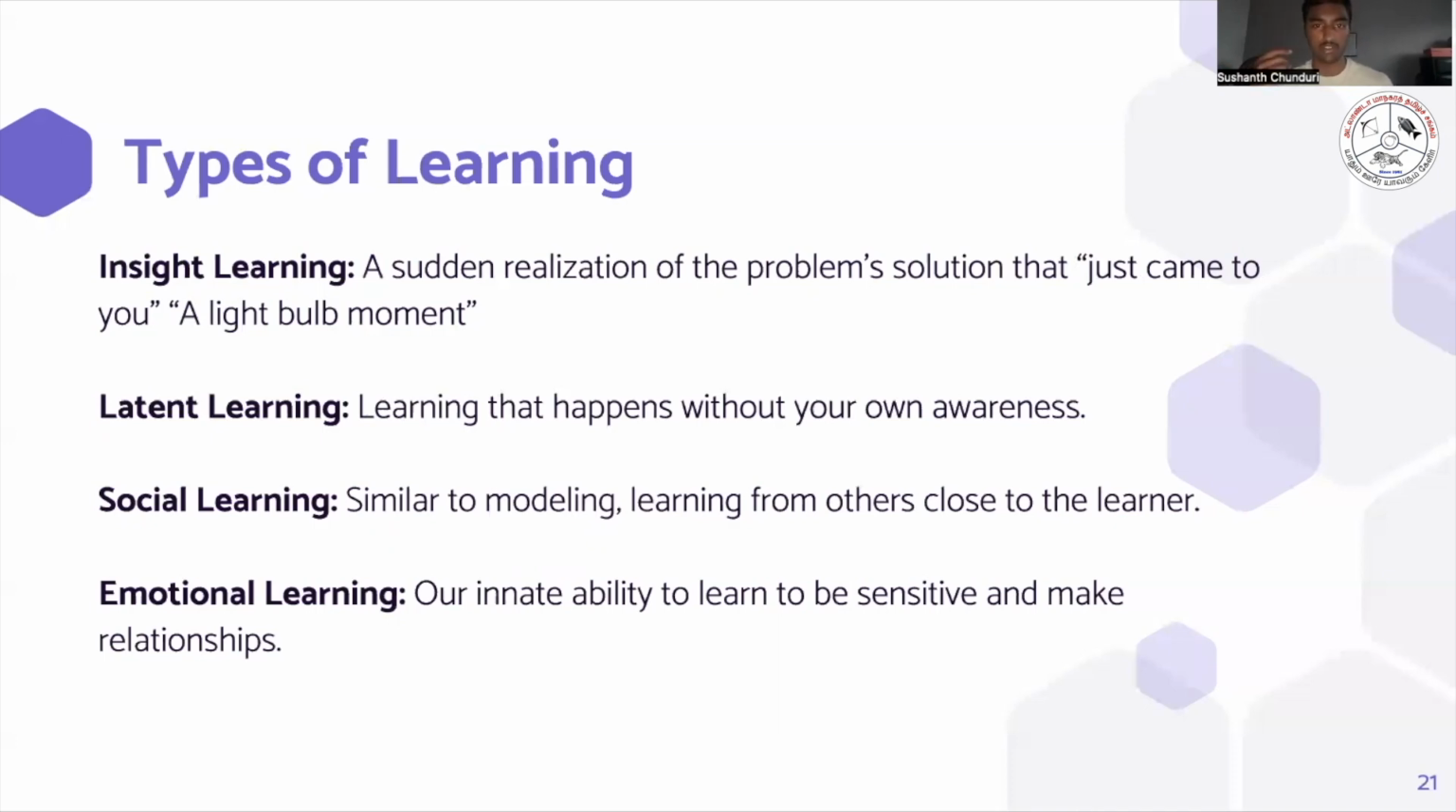Social learning is similar to modeling, but it's learning from others that are close to the learner, or learning from society, stuff like that. And then emotional learning is our innate ability to learn to be sensitive and make relationships. And that's just a thing that humans do without being taught.